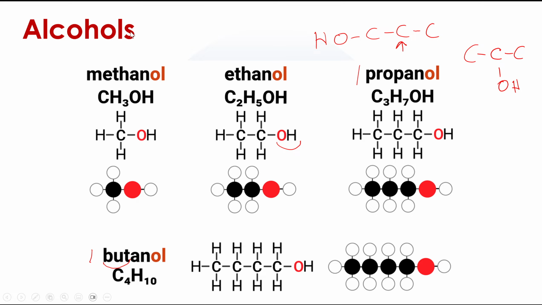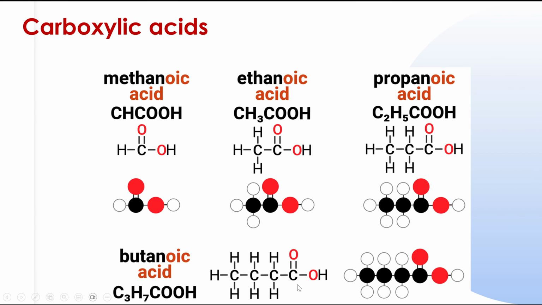So to remember, alcohols, a family of organic compounds, will end in -ol. The functional group is OH. Meth- is when it has one carbon. So the first member, methanol. Ethanol, 2 carbons. Propanol, 3 carbons. Butanol, 4 carbons. The second family we need to remember is carboxylic acids.